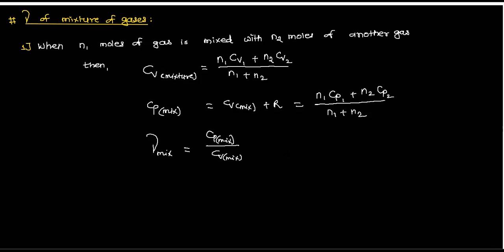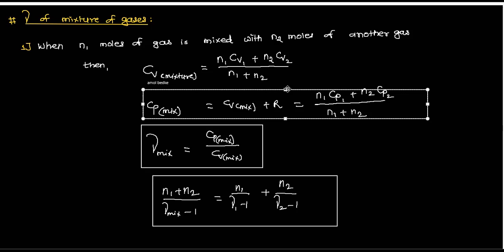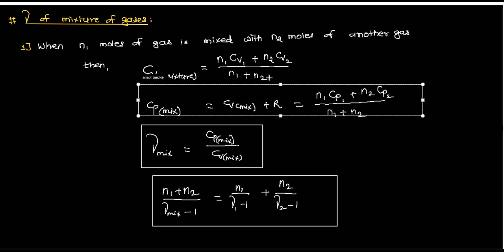And so therefore, if we use this, then we will get n1 plus n2 divided by gamma mix minus 1 is equal to n1 by gamma 1 minus 1 plus n2 by gamma 2 minus 1. So these formulas you can use whenever it is necessary. According to the given data, you can use these formulas for a mixture.